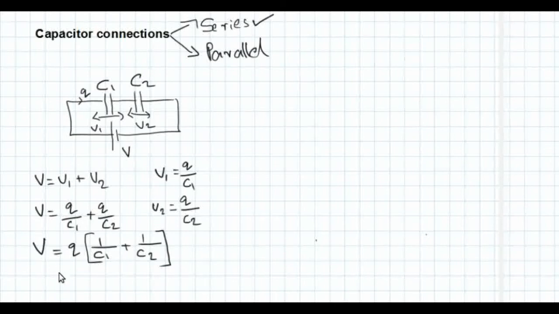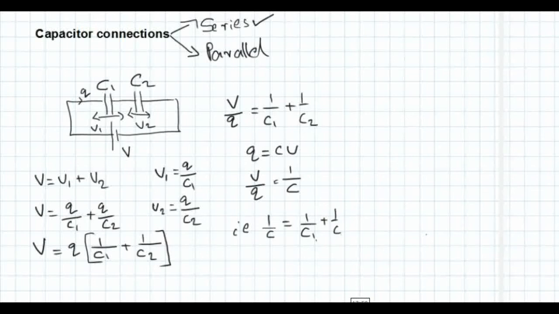And what is V by Q? So when this Q is taken to the other side of the equation, the LHS will be V by Q. So V by Q is equal to 1 by C1 plus 1 by C2. And what is V by Q? V by Q will be 1 by C. Therefore, you can see that 1 by C is equal to 1 by C1 plus 1 by C2. Right? So what is the C here? C is the effective capacitance, right? And what is 1 by C? 1 by C represents the reciprocal of the effective capacitance.